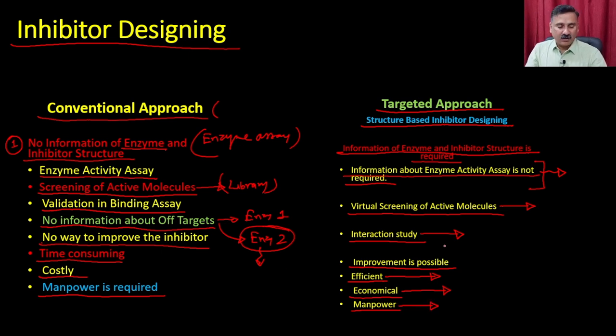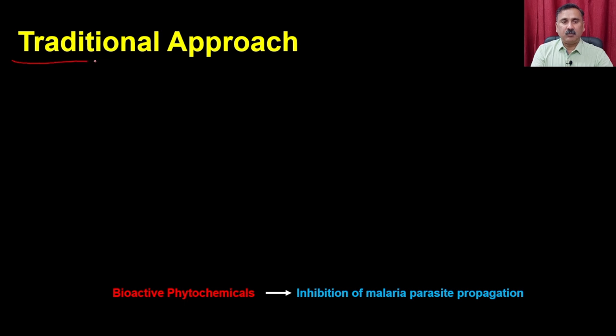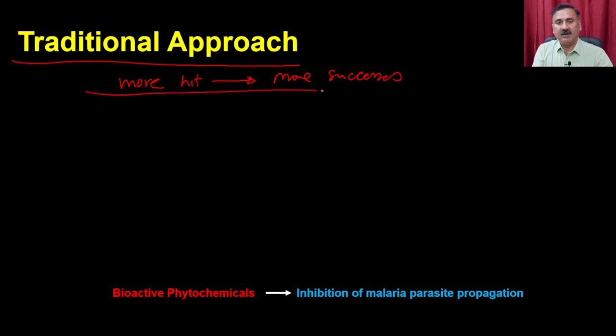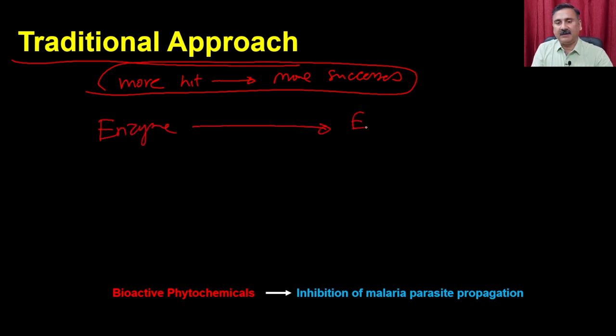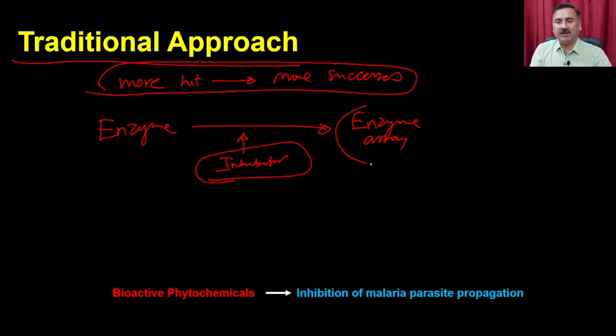Okay, so let's first talk about the traditional approach. The traditional approach is called more hits, more success. That is the main motto of the traditional approach. In a traditional approach, you require an enzyme and an enzyme assay, okay? And that's how you can screen different types of inhibitors, right? Using this data, you can say whether this inhibitor is inhibiting the enzyme assay or not.